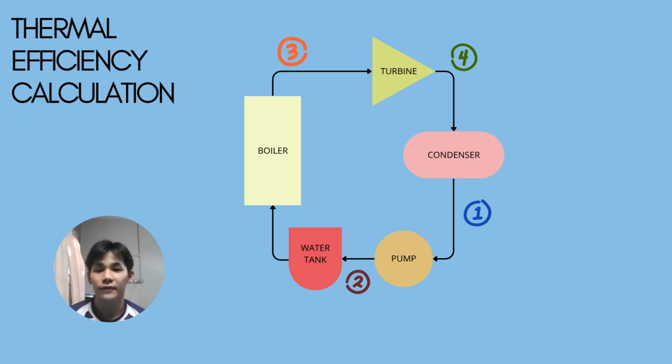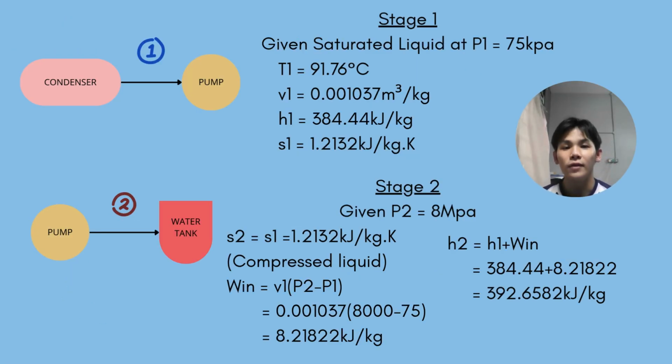Okay, so for the thermal efficiency calculation, this is a simple visualization of the Rankine cycle that we extracted from the previous process flow diagram. So for stage 1, which is from the condenser to the pump, it's given that it is a saturated liquid at pressure 1, which is 75 kilopascal. So we can find the temperature, specific volume, enthalpy and entropy based on table A5.